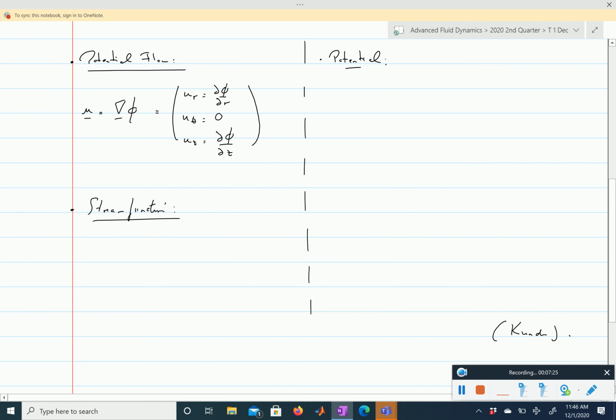Now let's look at the stream function. We can also define a stream function, and what we find is that the radial component of the velocity is equal to minus 1 divided by r, dψ/dz, where ψ is the stream function, and the z component of the velocity, if we know ψ, the stream function, is equal to 1 divided by r, dψ/dr. So this is the equivalent. If you go back to the stream function, we had defined it in Cartesian coordinates, but you can also define the stream function in cylindrical or in polar coordinates. Okay, this is for cylindrical coordinates.